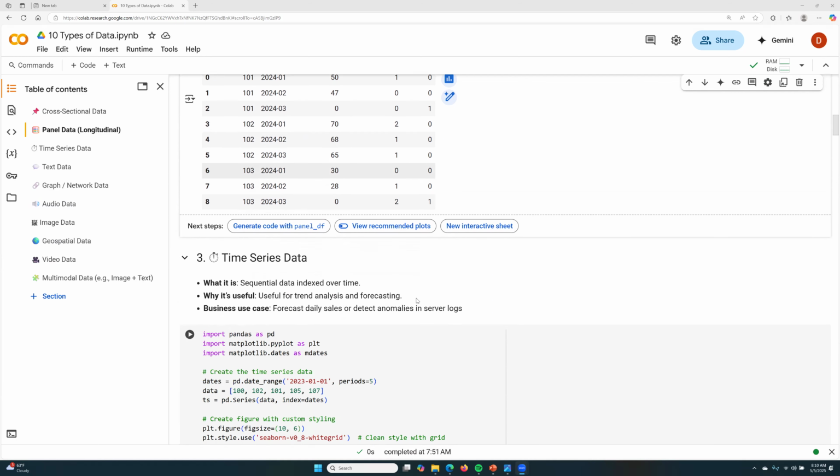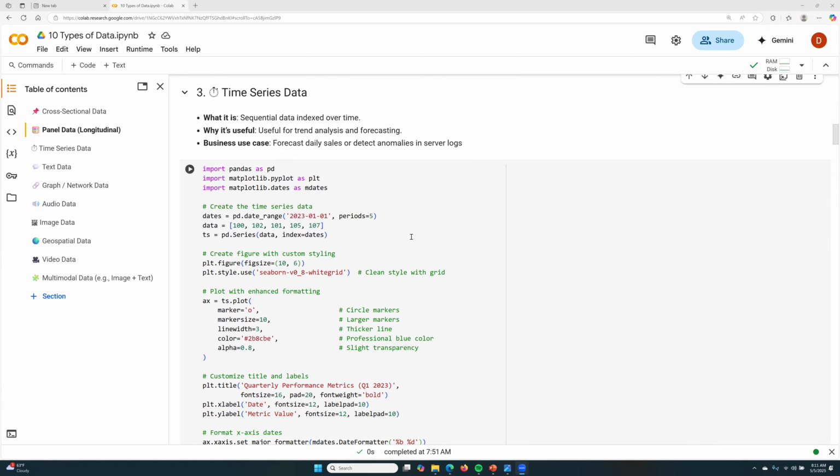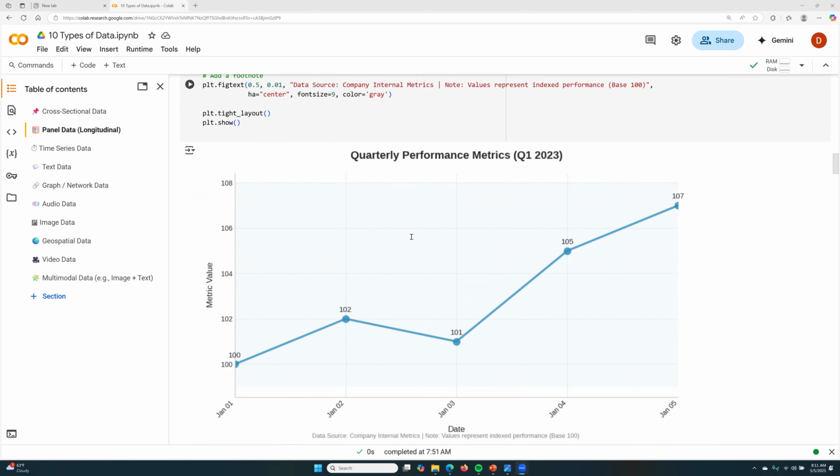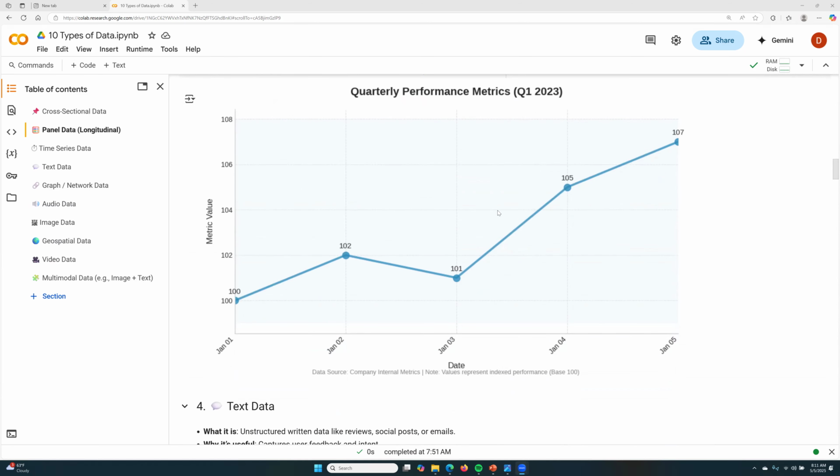Moving on to our third example, there's time series data. Now, what is it? It's sequential data indexed over time. It's useful for trend analysis and forecasting daily sales or quarterly sales, or detecting anomalies in things like server logs. When we look at this example, we could see this nice trending graph. And it's very much a snapshot of business performance. So it's very useful in that sense.